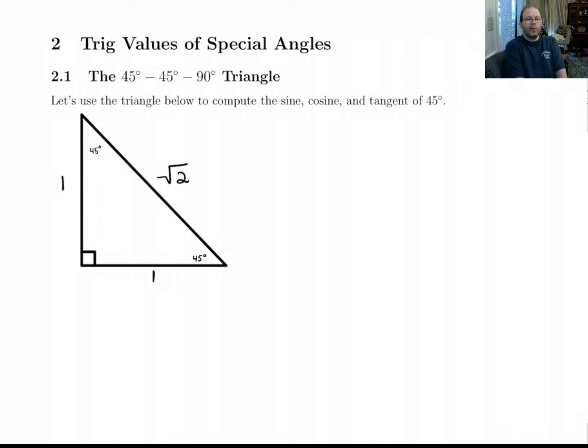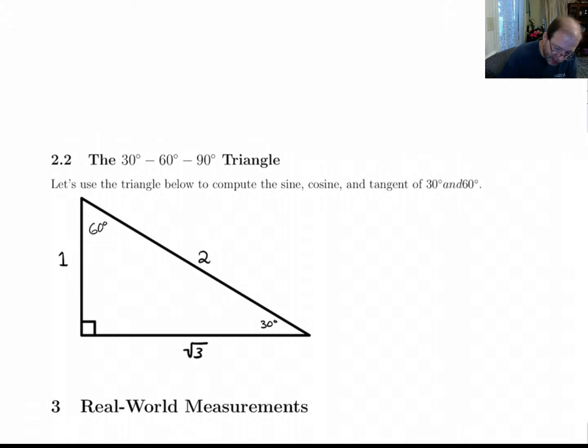Alright, in this video I want to look at the trig values of the special angles. Now the special angles are 30, 45, and 60 degrees. And the reason they're special angles is because they show up in some triangles that occur frequently. So we're going to look at the 45, 45, 90 triangle and also the 30, 60, 90 triangle. And on those we'll work out the sines and cosines here.